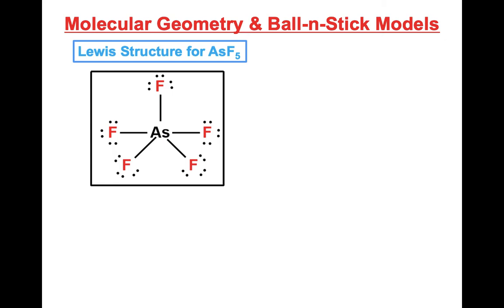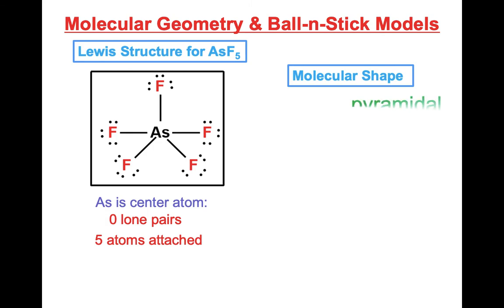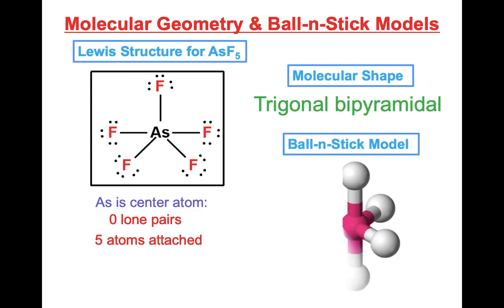Notice there are 5 attached to the arsenic. This is one of those exceptions to the octet rule. Arsenic is acting very similar to phosphorus, which makes sense, they're in the same group. Arsenic is your center atom. It does not have any lone pairs, and it has 5 atoms attached. That shape is called trigonal bipyramidal. Arsenic in the center, and the 5 fluorines attached. Again, you can just draw simple lines for your bonds. You don't have to make them thick like these are.